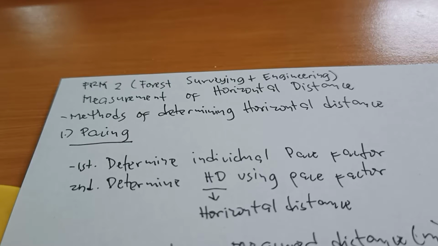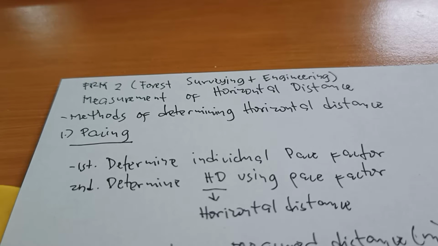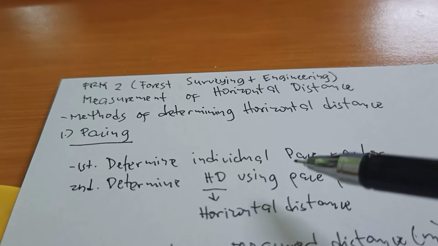Now again, let me start with what are our objectives in order for us to determine horizontal distance using pacing. Well, first is we need to determine the individual pace factor of the surveyor. Each one of you has a different pace factor depending on the length of your stride, your step. So, different people, different students, you have different pace factors. Second is, in order for you to determine HD, you need to use your individual pace factor. So, before you can compute our horizontal distance, we need to have first our pace factor.